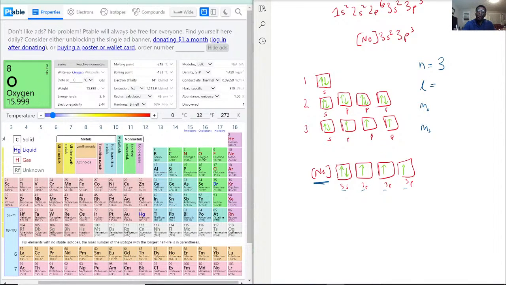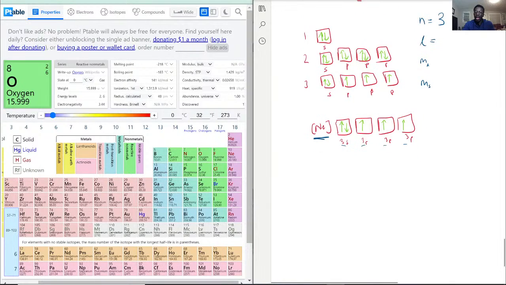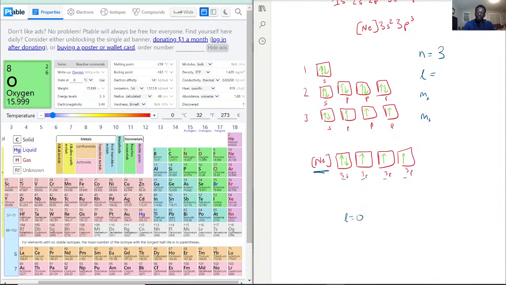The l, okay, for this one, it'd be easy to break this down this way, okay? So when l is 0, that means that we're in the s shell. l is 1, we're in the p shell. l is equal to 2, we're in the d shell. And l is equal to 3, we're in the f. Considering that we're only dealing with s and p's, we're only going to be dealing with zeros and ones. So l can be 0 or 1, okay?